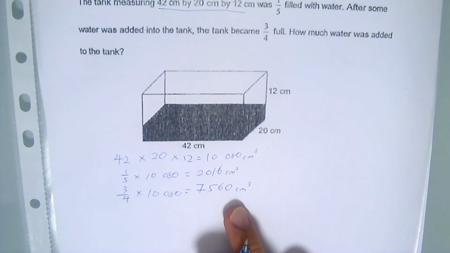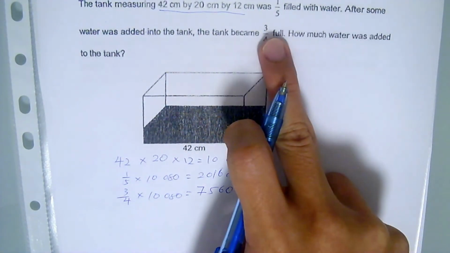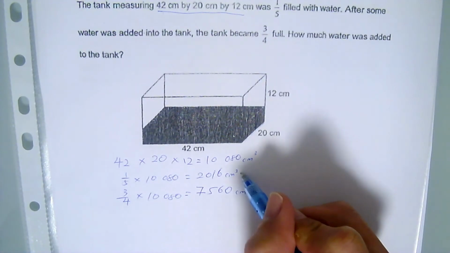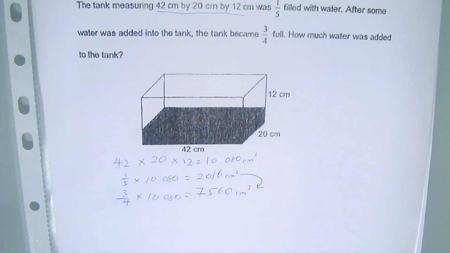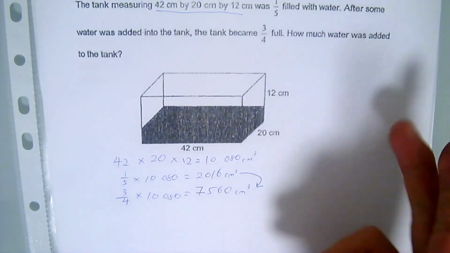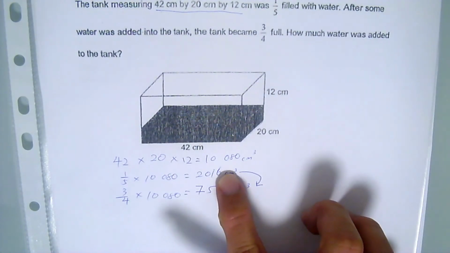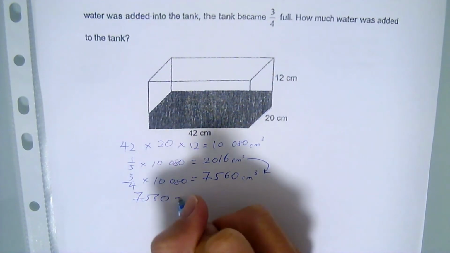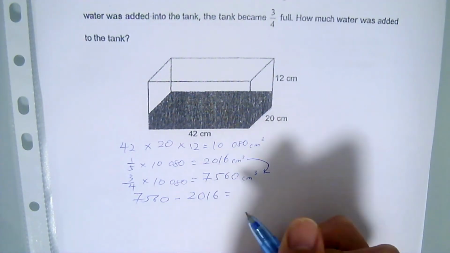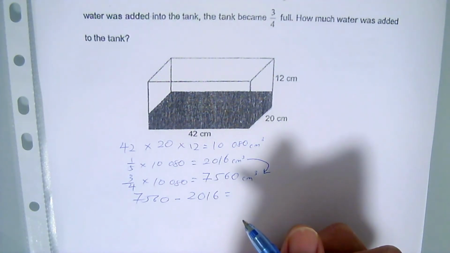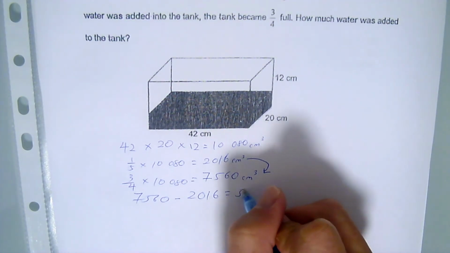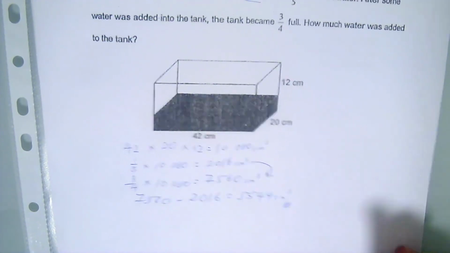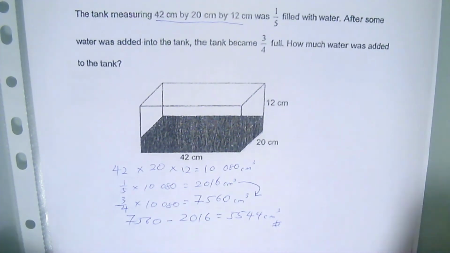Okay, so after some water was added, it became this, which means it went from here to here. Then I ask how much water was added to the tank. Simple, right? You just take this one minus this one, then it's done. So we have 7560 minus 2016, and that will give me 5544 cm cubed. Okay, done. Quite simple, right?